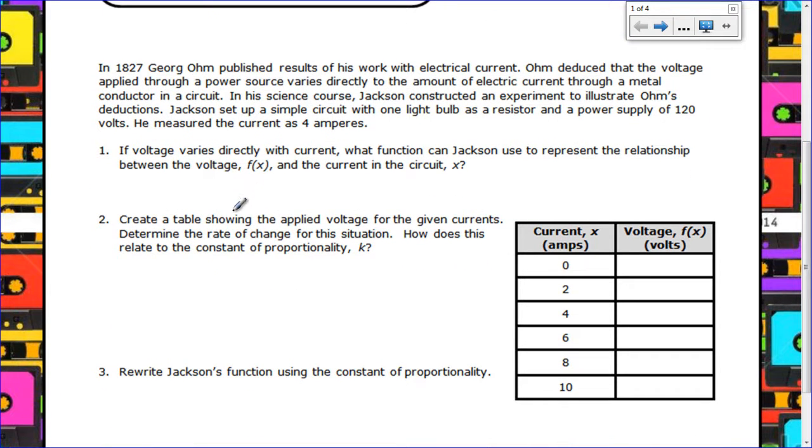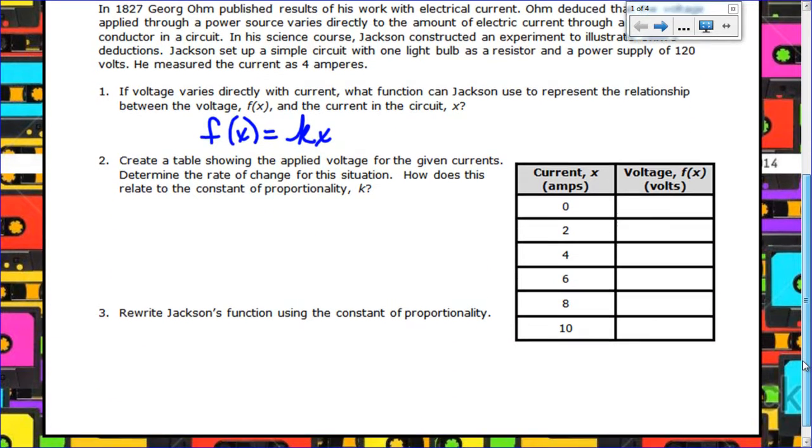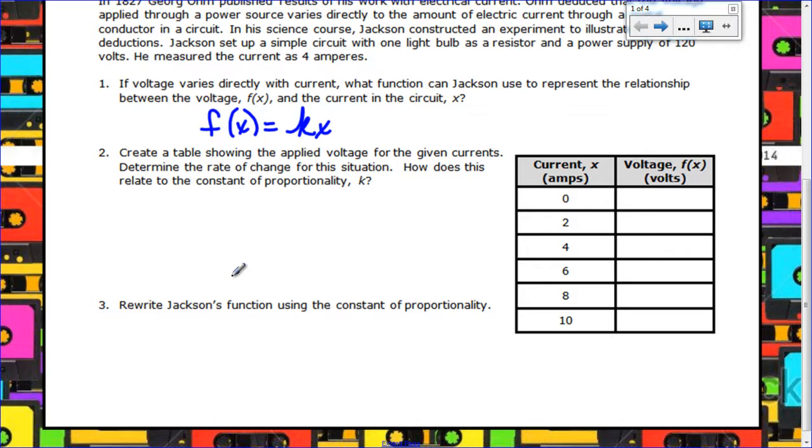Alright, so hopefully you took a second to read, and you are told up here in this paragraph, just like we're told at the beginning of number 1, that voltage varies directly with current. And if that happens, what function can Jackson, the guy making the experiment, use to represent the relationship between voltage, which is f of x, and the current in the circuit, which is x? We'll go back to the equation for direct variation, and the equation he can use is going to be f of x is equal to k times x. We just don't happen to know what k is yet.